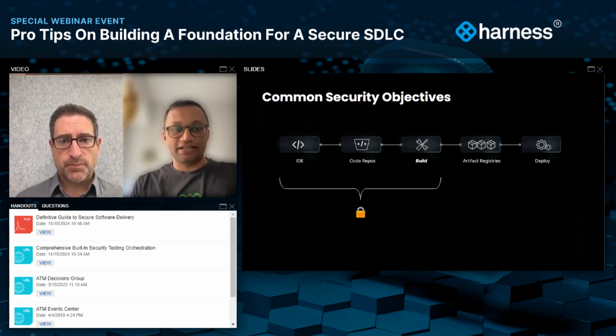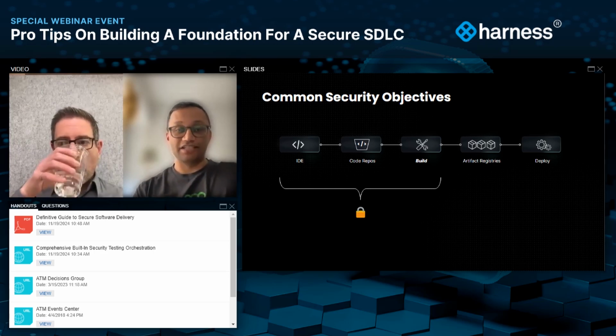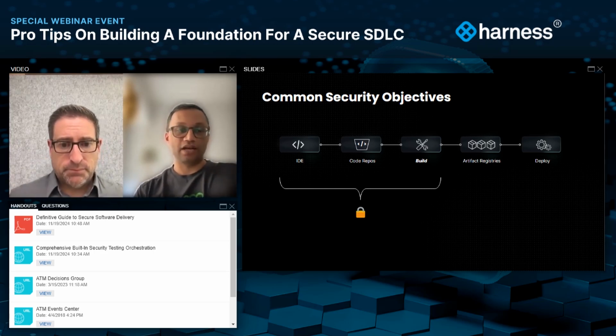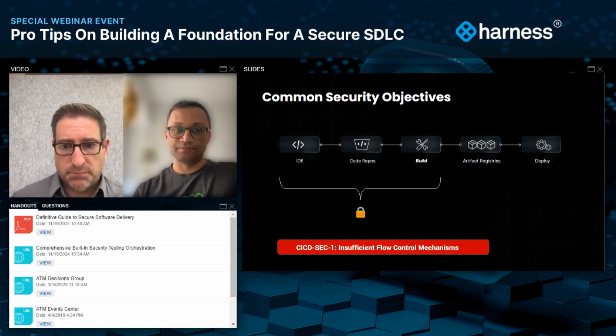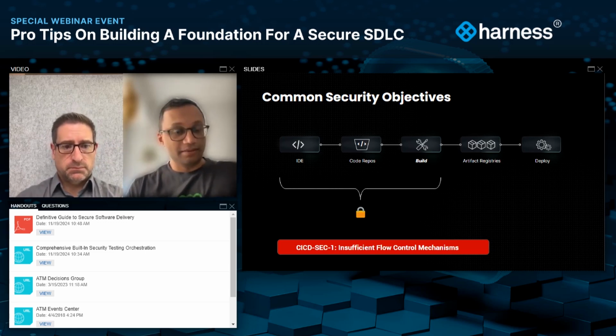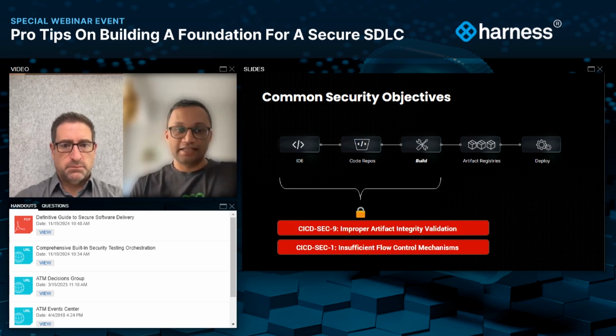Earlier, I mentioned that depending on your organization's configuration, you can secure a group of stages together. So in this case, we'll take an example of how you can secure IDE, code repos, and the build stage together. This basically helps handle the insufficient flow control mechanisms vulnerability, which OWASP has also listed as a critical one, and also improper artifact integrity validation.